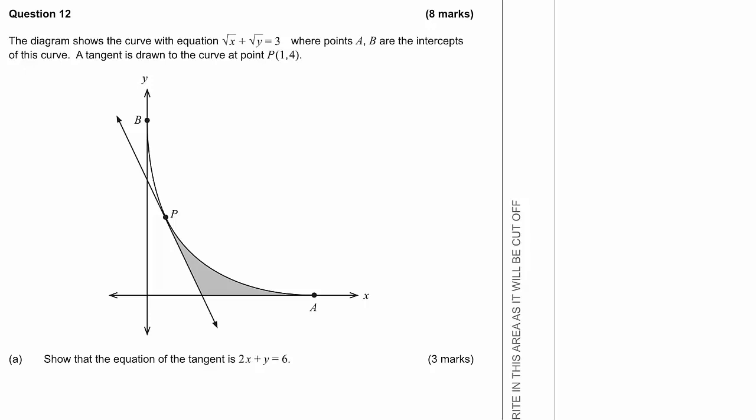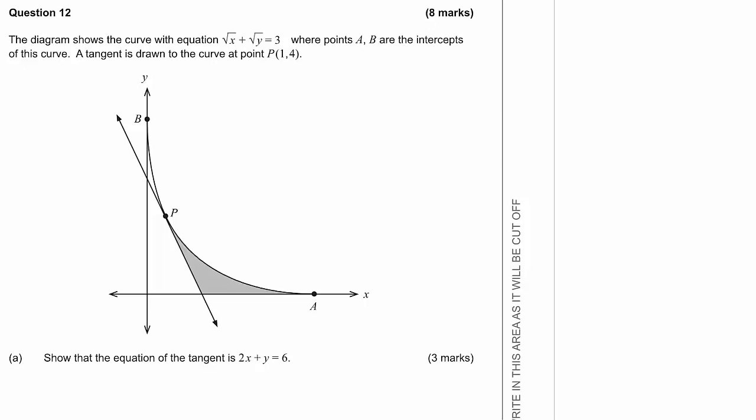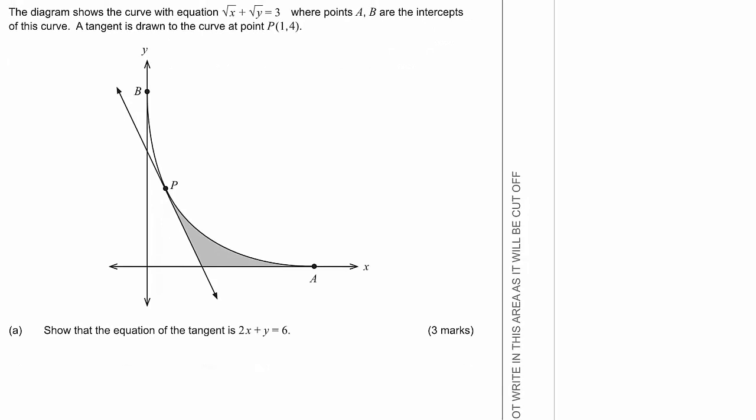The diagram shows the curve with the equation root x plus root y equals 3, where points A and B are the intercepts of this curve. We can see A is the x-intercept and B is the y-intercept there. A tangent is drawn to the curve at the point P (1, 4). Show that the equation of the tangent is as shown.